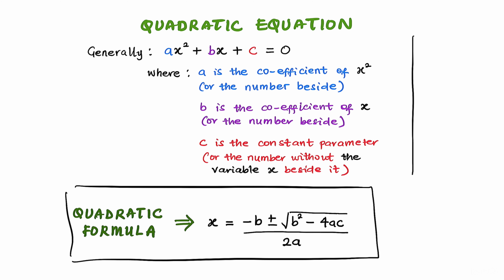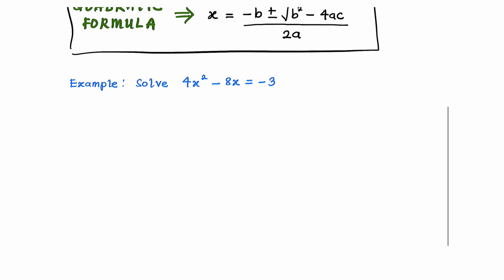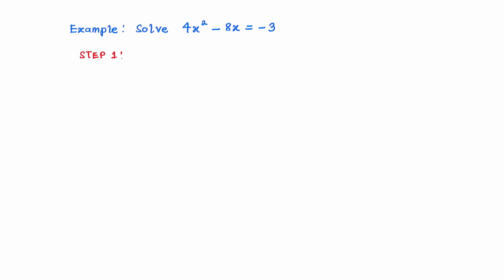Let's start with an example. The example says, solve 4x squared minus 8x equals minus 3. So let's solve it step by step. Step 1. We have to make sure that the equation is written in general form.